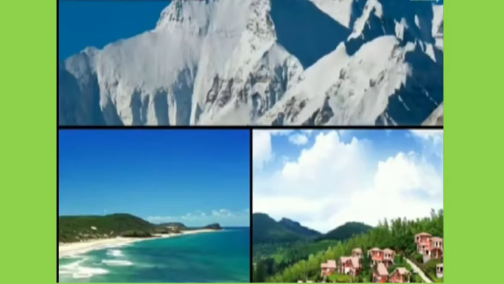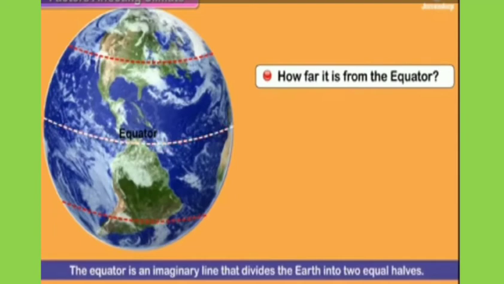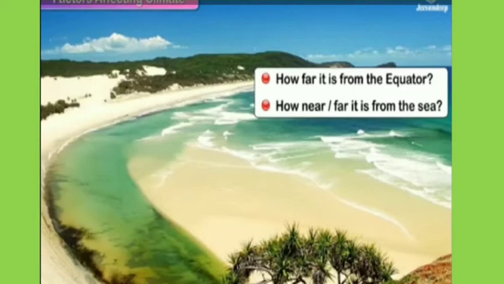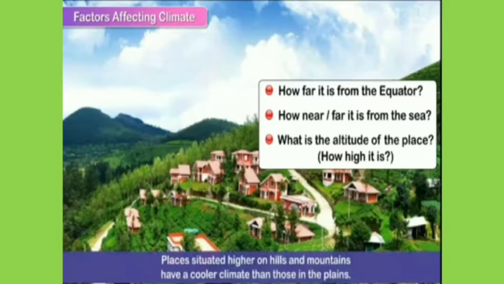Factors affecting climate. How far it is from the equator. The equator is an imaginary line that divides the earth into two equal halves. It is the hottest area and becomes cooler as one goes away from the equator. How far it is from the sea. And what is the altitude of the place, how high it is. Places situated higher on hills and mountains have a cooler climate than those in the plains.